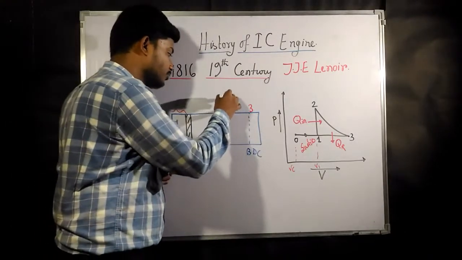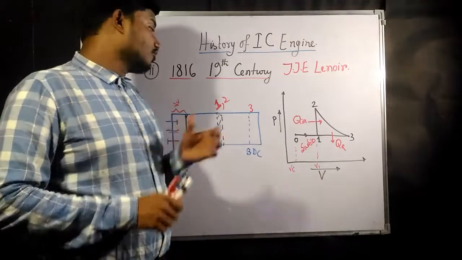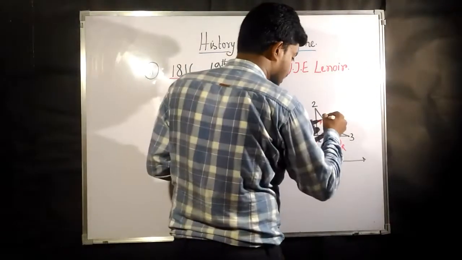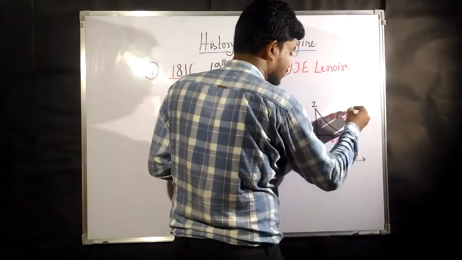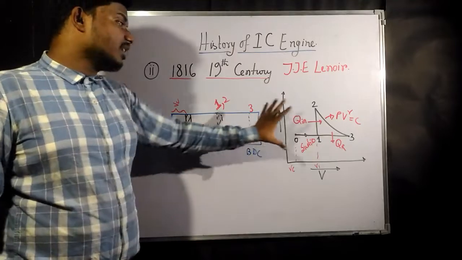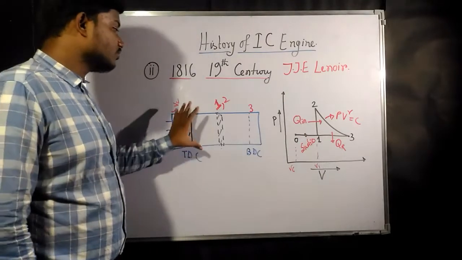This is point 1, and point 2 also you can take, because 1 and 2 take place at the same volume. From 2 to 3 is an adiabatic expansion, that is PV to the power gamma equals constant. So this used to be our Lenoir cycle. According to him, this was the condition.